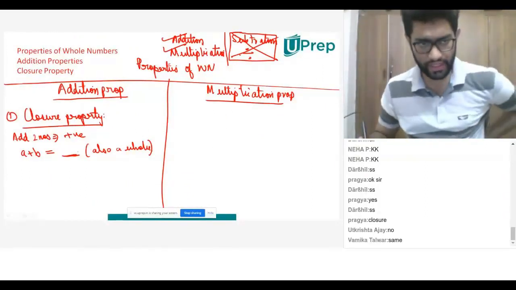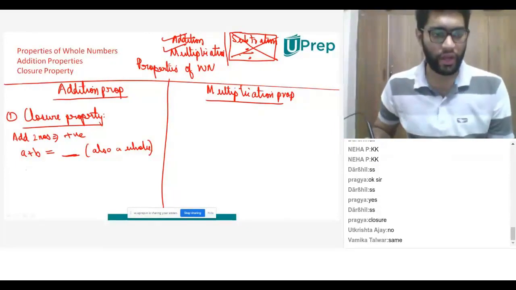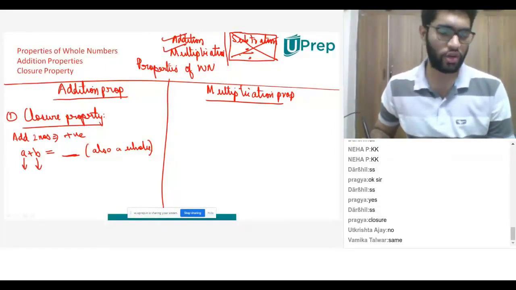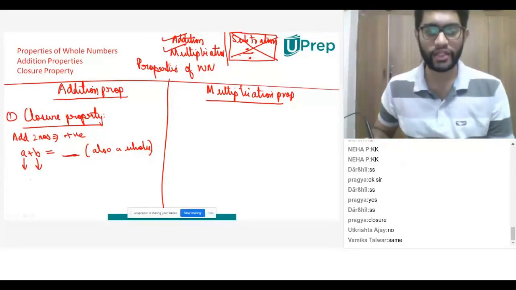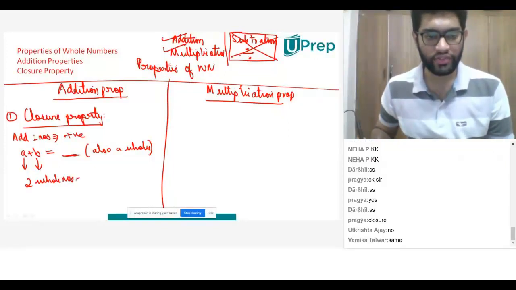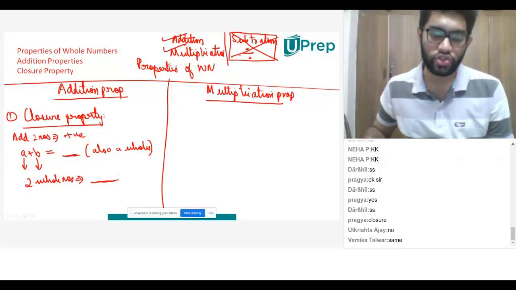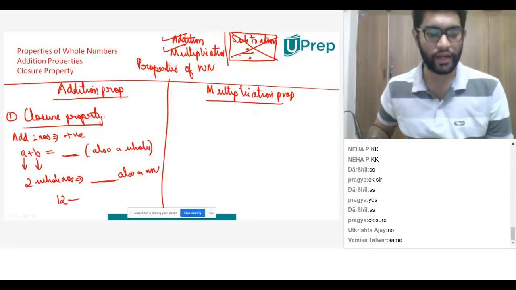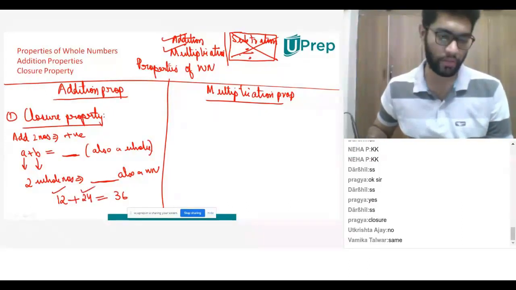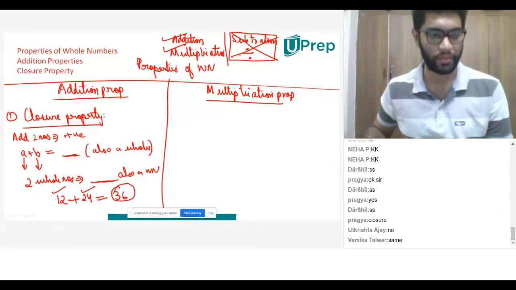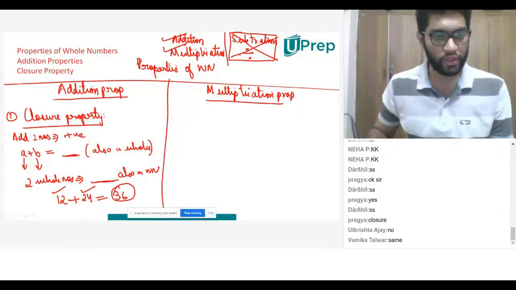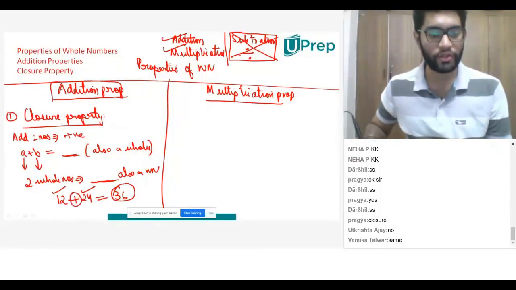So basically, yes, closure property is simple. Say I have two whole numbers. A is one whole number and B is one whole number. When I am adding two whole numbers, the result or the answer that I get is also a whole number, basically. So say I add 12 and 24. The answer is 36. These two whole numbers, when added, are also giving me a whole number. As simple as that. Because we were talking about the addition property, the operation we perform here is plus.